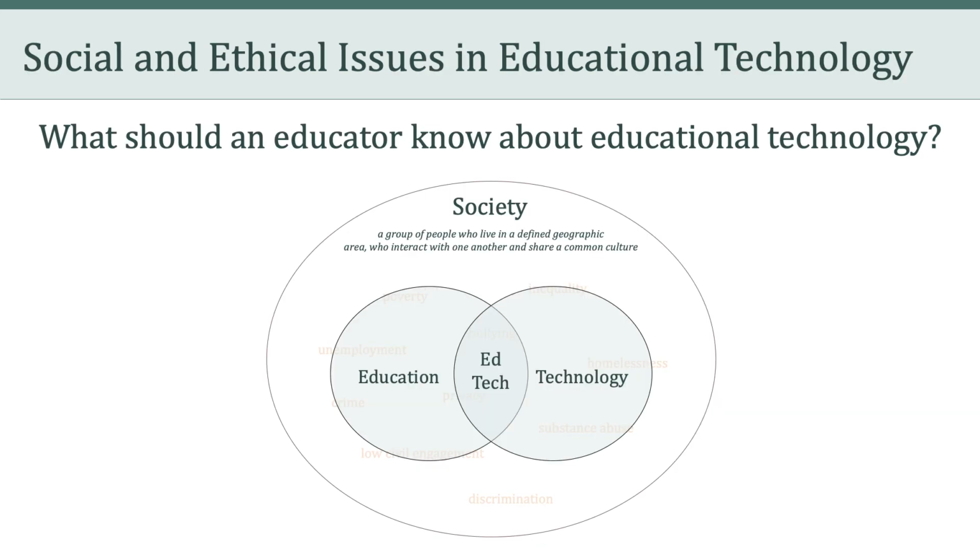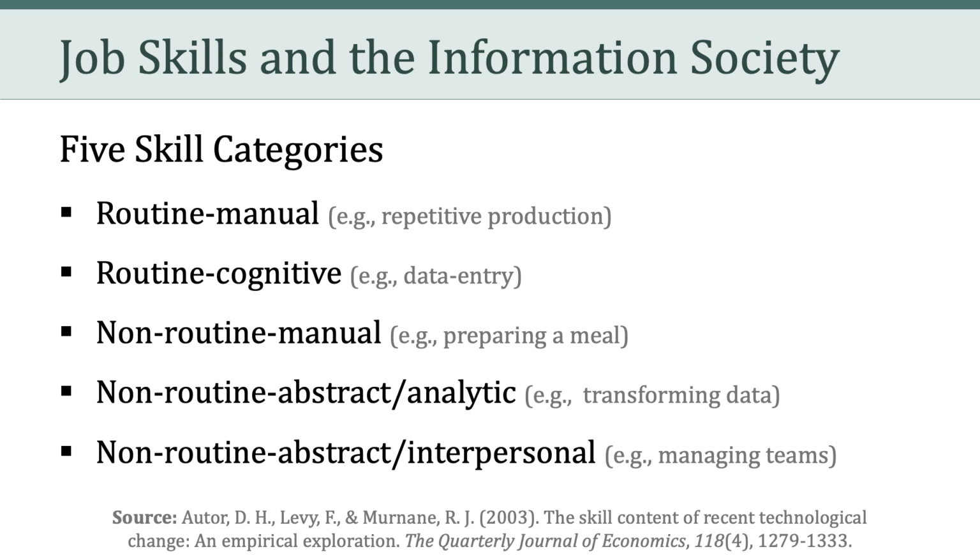So one of the things that we need to think about when contemplating the social and ethical issues related to educational technology is the future of jobs in the US and around the world. Some researchers have argued that there are 5 skill categories, and these skill categories range from routine jobs, which can either be manual or cognitive, to non-routine manual jobs, such as preparing a meal, to non-routine, abstract, analytical, and interpersonal work.